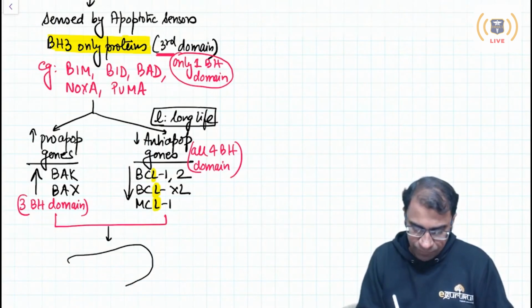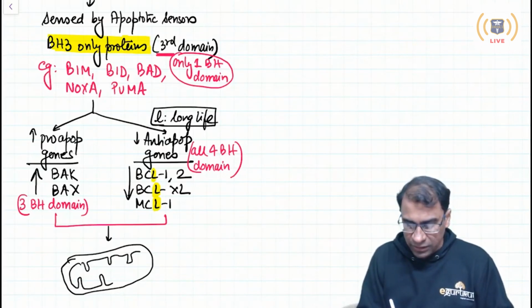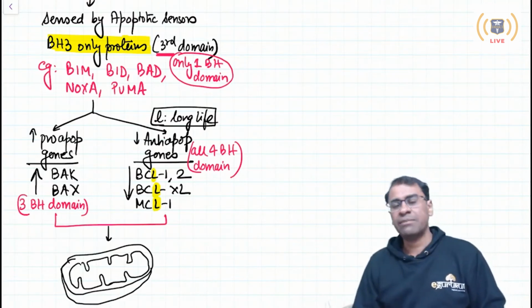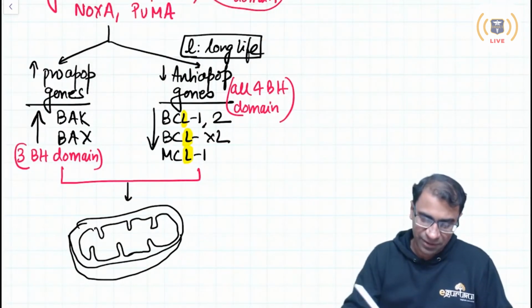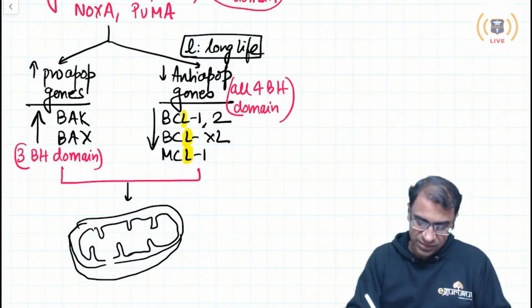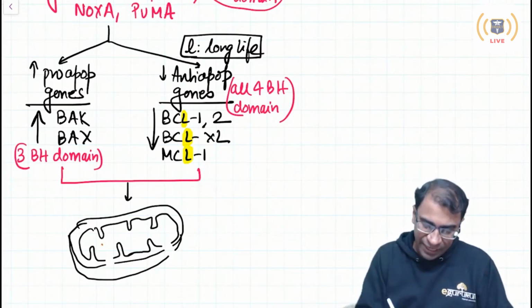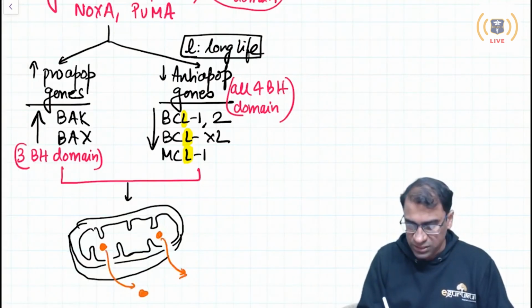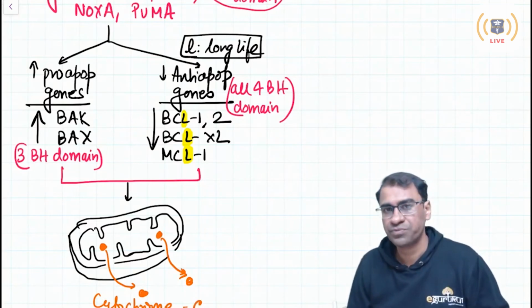Now suppose there's a mitochondria. Mitochondria, if you remember, has an outer and an inner membrane. Normally, the outer membrane is impermeable. But these genes try to increase the permeability here. Because the permeability is increased, a protein called cytochrome C starts leaking out. It comes out as cytochrome C.